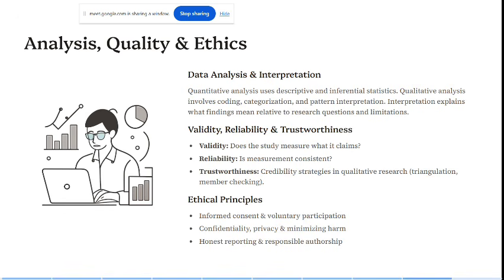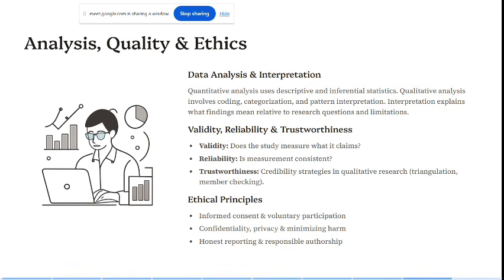Quantitative analysis uses descriptive and inferential statistics. Okay, then qualitative analysis involves coding, categorization, and pattern interpretation. It explains what findings mean relative to research questions and limitations. Okay, and then validity, reliability, and trustworthiness. These are the points I told you before, because most of the time we cannot use our own assumptions. We need to prove it. Okay, so the point is validity, reliability, and trustworthiness.